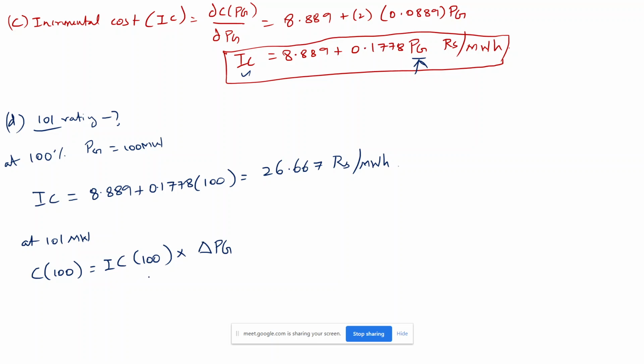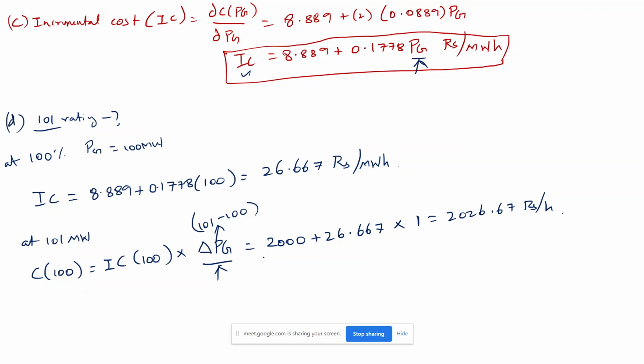IC100 value is nothing but, by solving the equation, 2000 plus 26.667 into the change in demand. What is the change in demand? 101 minus 100, that is nothing but 1. So if you solve this, you will get 2026.67 rupees per hour. This is the traditional way of solving the IC. So this is the traditional method we will use.